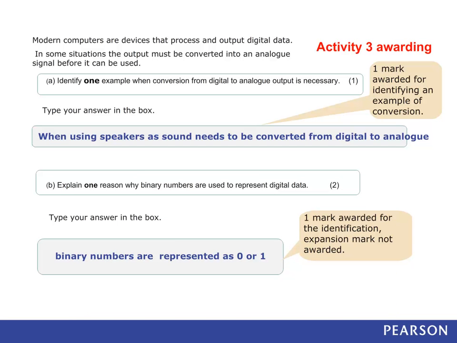Activity 3, Question 16, Awarding. 3 marks are available in total, but only 2 marks were awarded for this question. Part A is asking the learner to identify 1 example when conversion from digital to analog output is necessary. 1 mark awarded for identifying an example of conversion. The learner had clearly covered the unit specification requirement and demonstrated good subject knowledge. This question was awarded 1 mark.